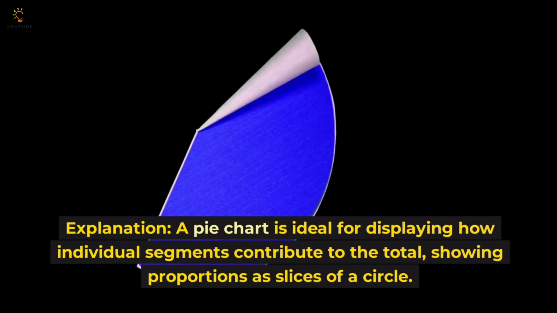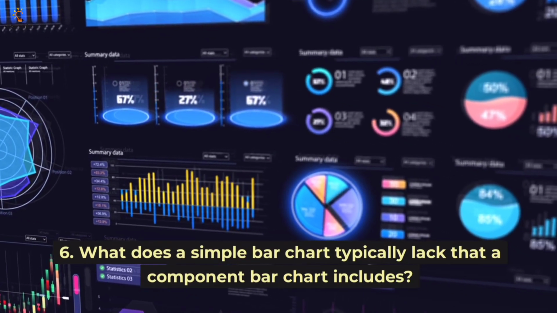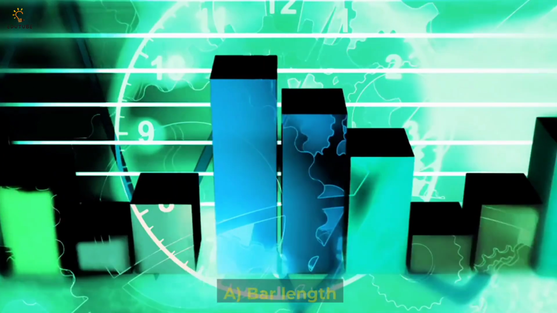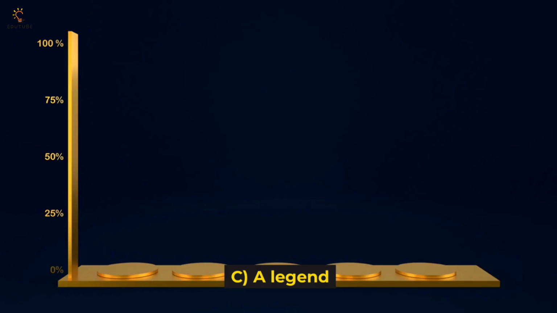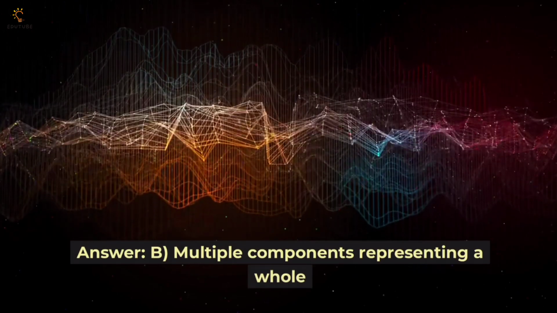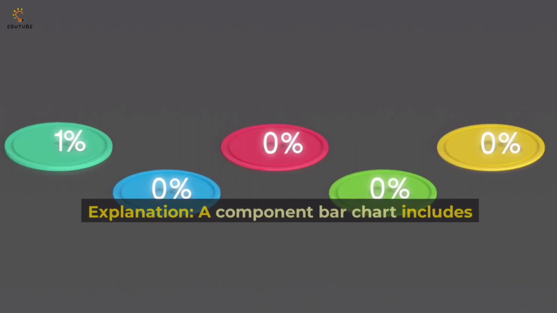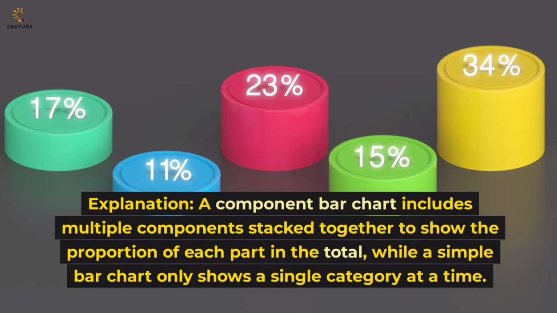6. What does a simple bar chart typically lack that a component bar chart includes? A. Bar length. B. Multiple components representing a whole. C. A legend. D. Labels for axes. Answer. B. Multiple components representing a whole. Explanation. A component bar chart includes multiple components stacked together to show the proportion of each part in the total, while a simple bar chart only shows a single category at a time.